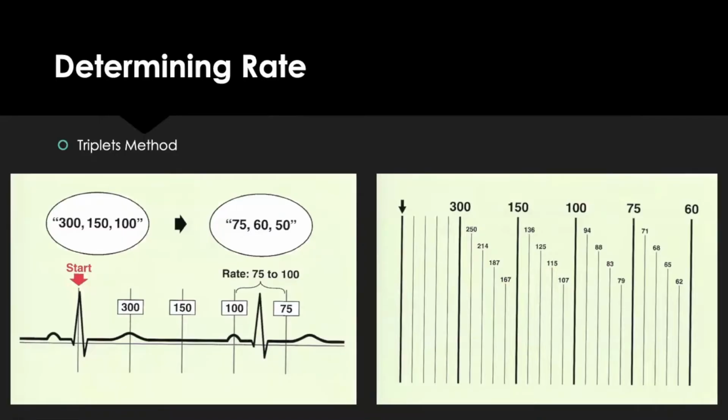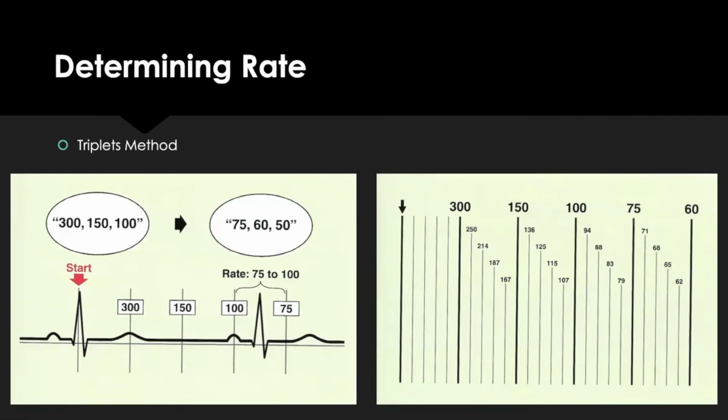Anyway, we're going to get into determining heart rate through EKG strips. There are three different methods. I'm going to talk to you about the triplets method, the 6-second method, and the R to R method. The triplets method and the R to R method are methods you should only use for regular rhythms. I'll get into regular rhythms later, but keep that in mind. Triplets and R to R, only regular rhythms.